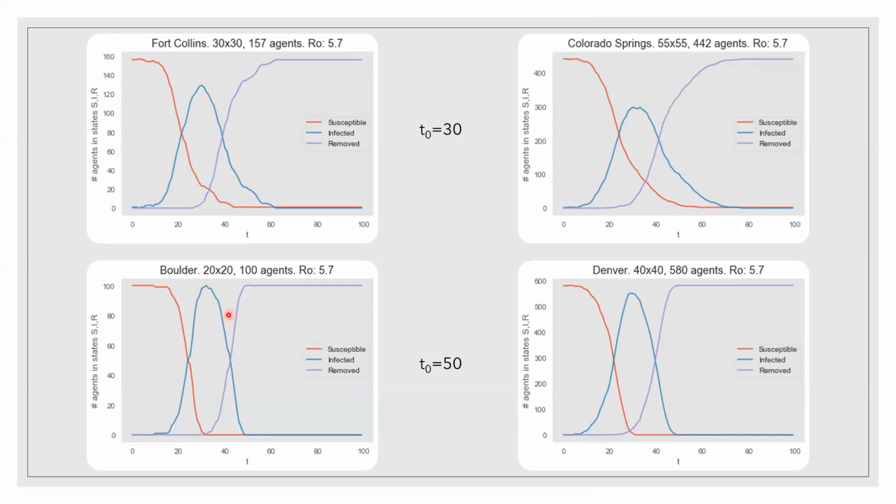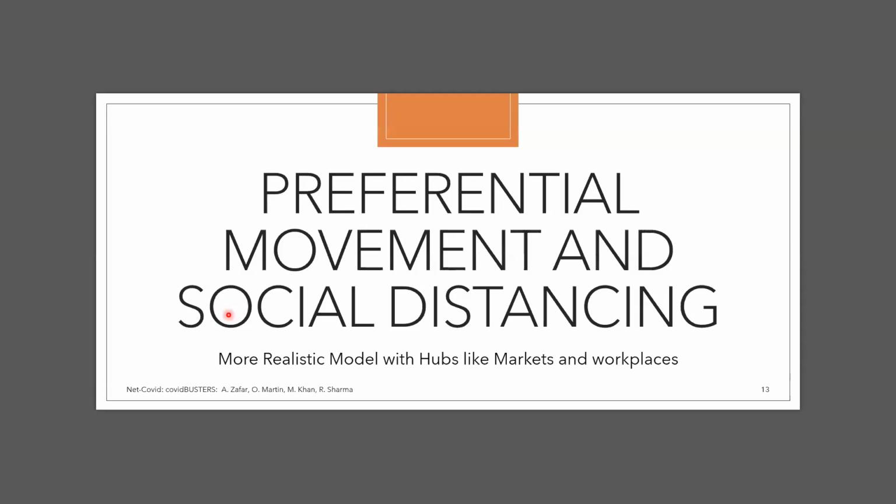I'll give it to Owen to talk about the preferential movement model now. Sure. Yeah, could you go to the next slide? Yeah, I've done it. Okay, cool.